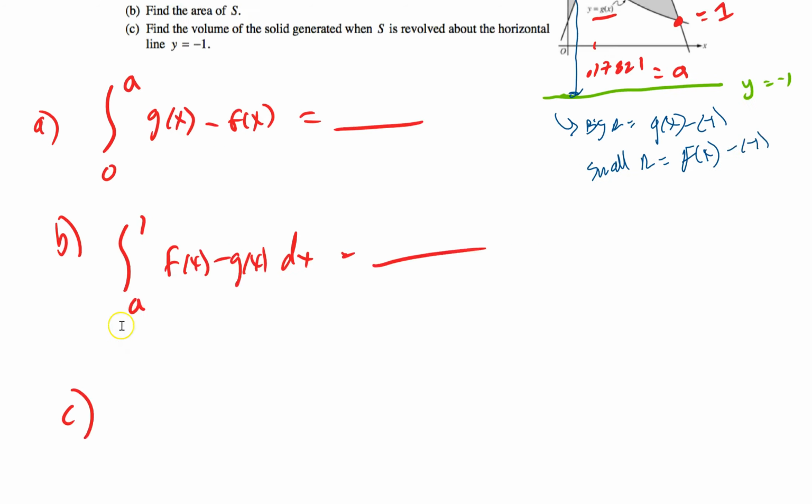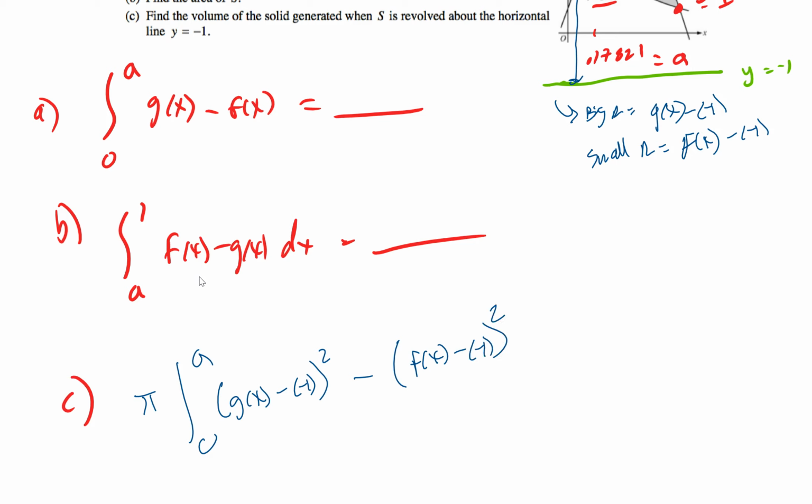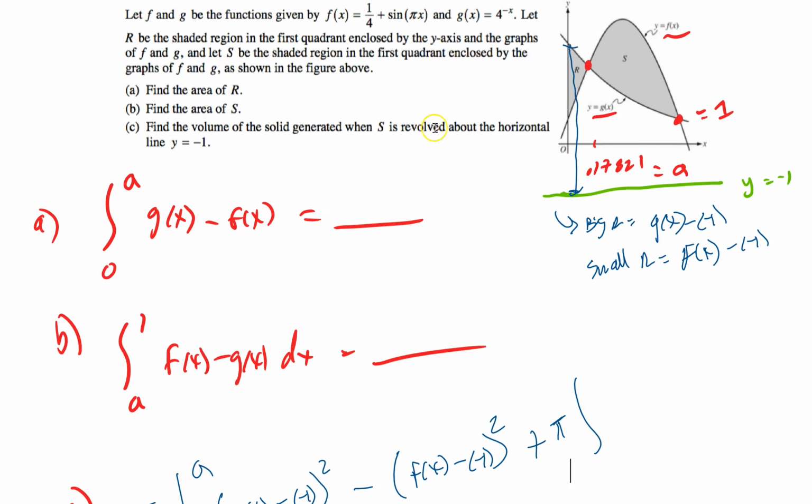So my first integral, just like my first area there, I'm going to go pi, because we're revolving it, 0 to a of my big one, g of x minus -1, or g of x plus 1 if you want, squared minus my small one, so f of x minus -1, or again plus 1. That's the first integral. Then I got to add my second integral for s.